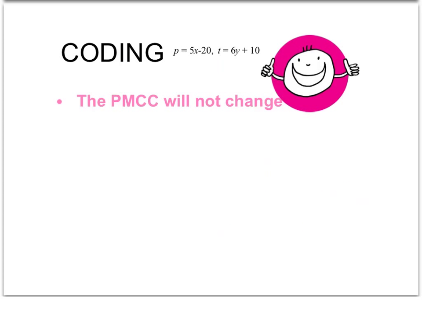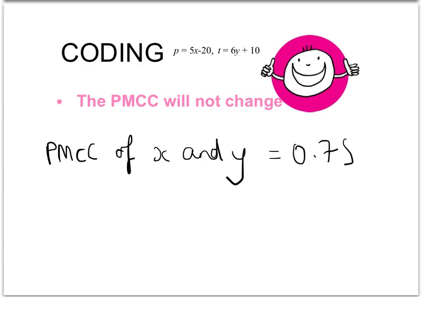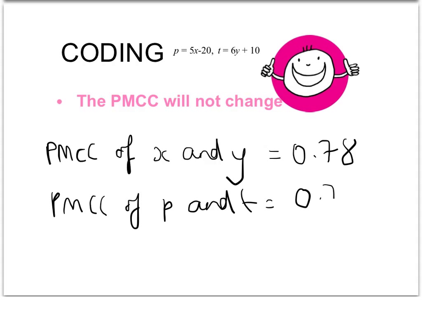Firstly, good news, the PMCC will not change. So if you worked out that the PMCC of X and Y together is 0.78, then the PMCC of our new variables, P and T, is 0.78. So you'll see this in the exam. This is worth 1 mark because the PMCC doesn't change, so it's exactly the same. Hooray!